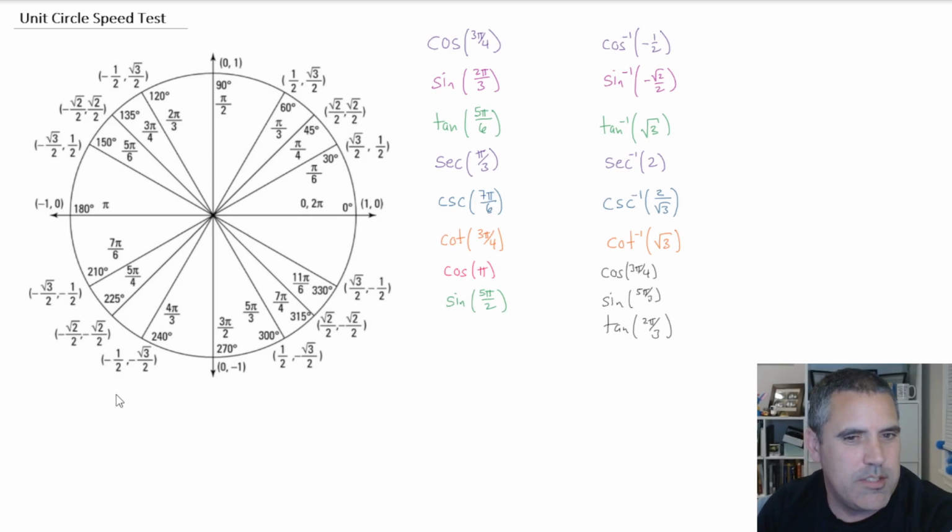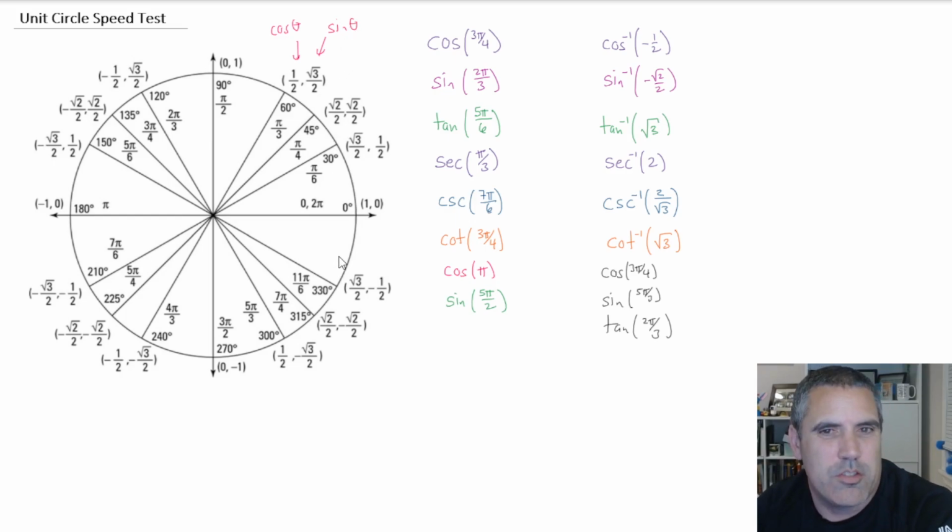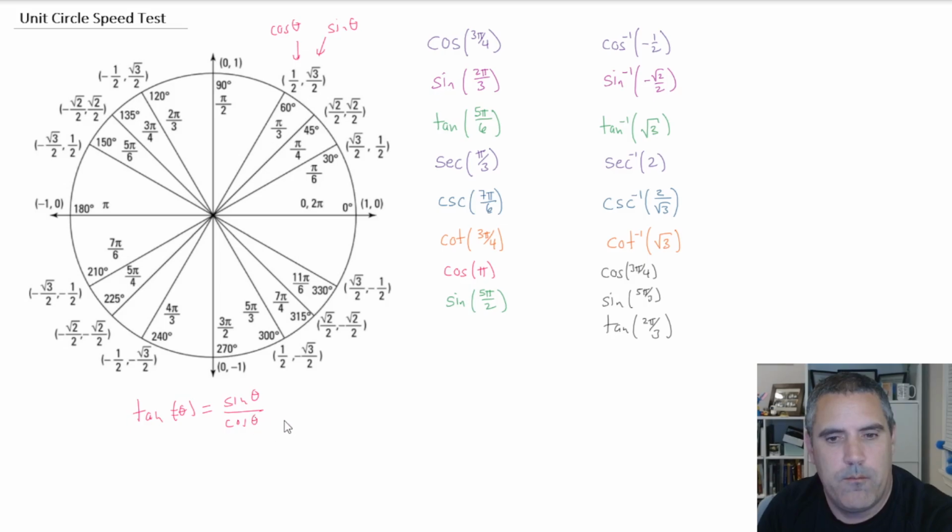All the things you need to know is that the x coordinate is the cosine of whatever that angle is. The y coordinate is the sine of whatever that angle is. And then you need to remember the definition of the other functions in terms of sine and cosine. Tangent is sine over cosine, so I'll write it here. Hopefully by now, if I was doing it, I would already be done with all those. So you might just ask yourself, could you do that?